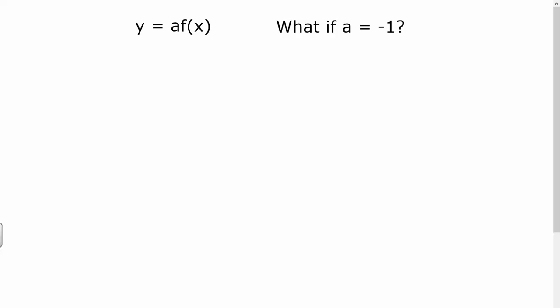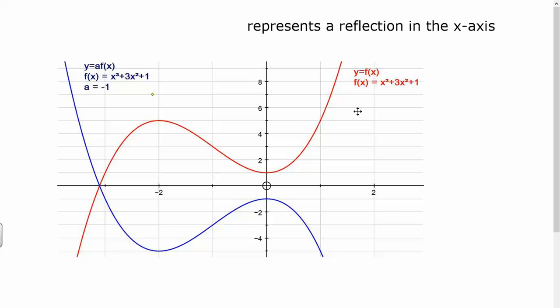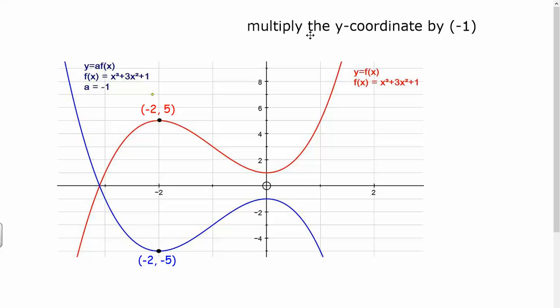So summarizing that, we can say that when a is -1, we've got a reflection in the x-axis, and what we do there is we multiply the y coordinate by -1, or another way of thinking about that is the y coordinate becomes negative.